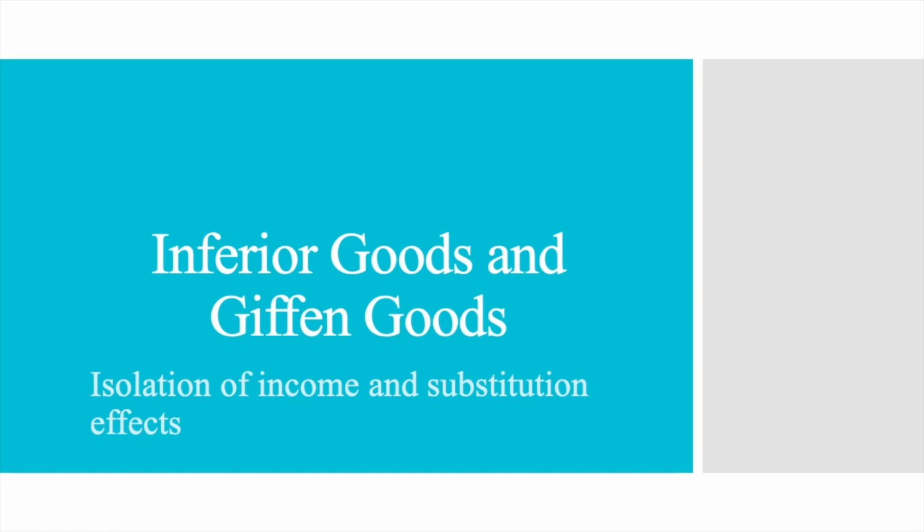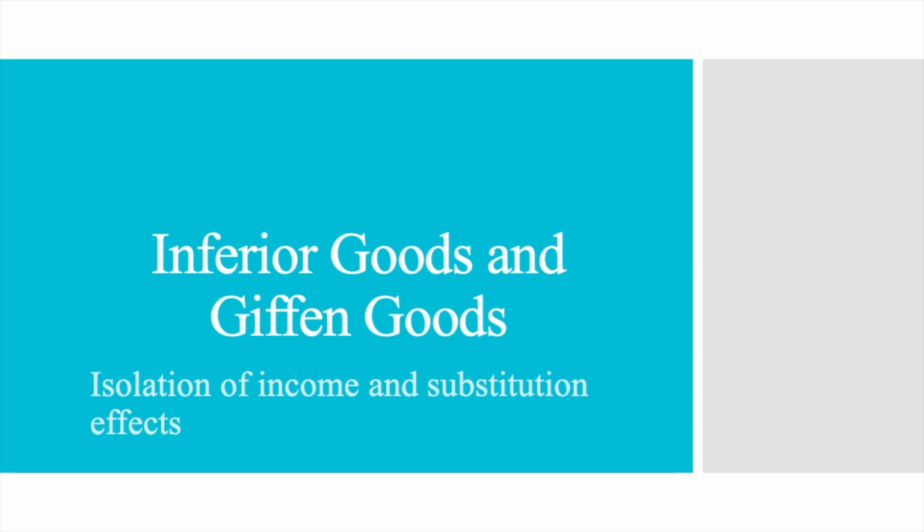Today, we will discuss the isolation of income and substitution effects in case of inferior goods and Giffen goods. We know that in case of inferior goods, as the income of the consumer rises, the consumption of the good falls. Do watch the videos on income and substitution effects and the explanatory video on inferior goods and Giffen goods if you haven't done so.